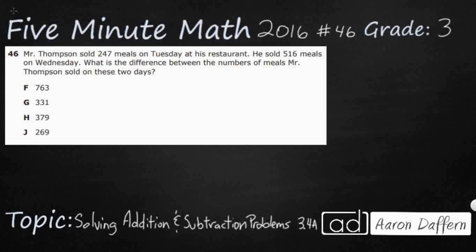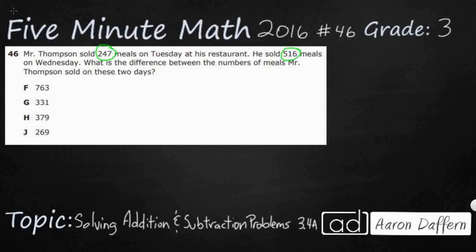So this is a fairly straightforward problem. We have Mr. Thompson sold 247 meals on Tuesday. Then he sold 516 meals on Wednesday. What is the difference between the numbers of meals Mr. Thompson sold on these 2 days?